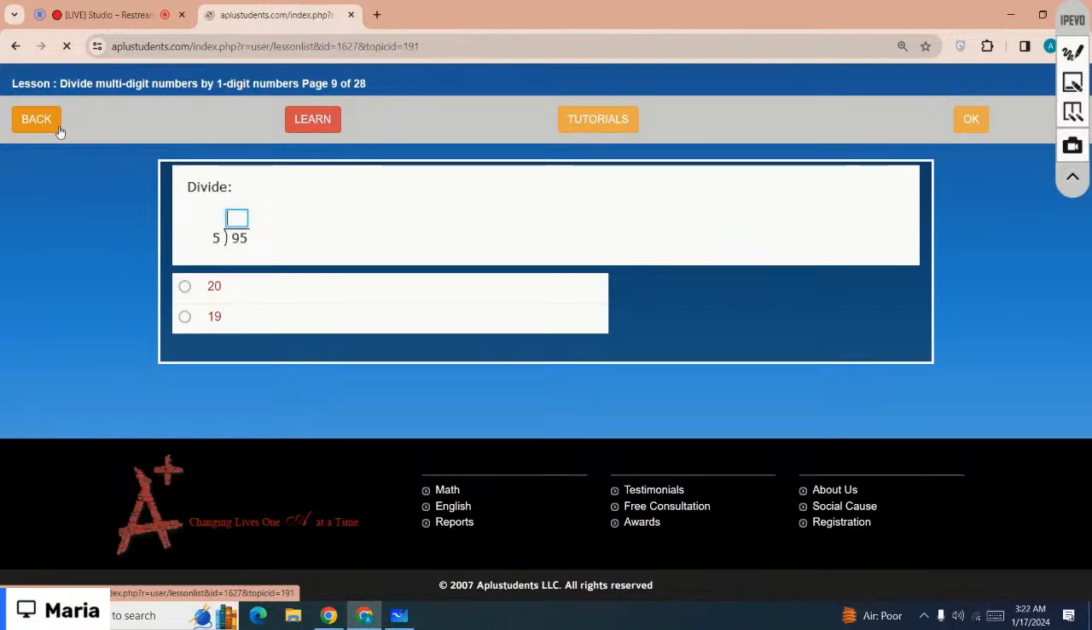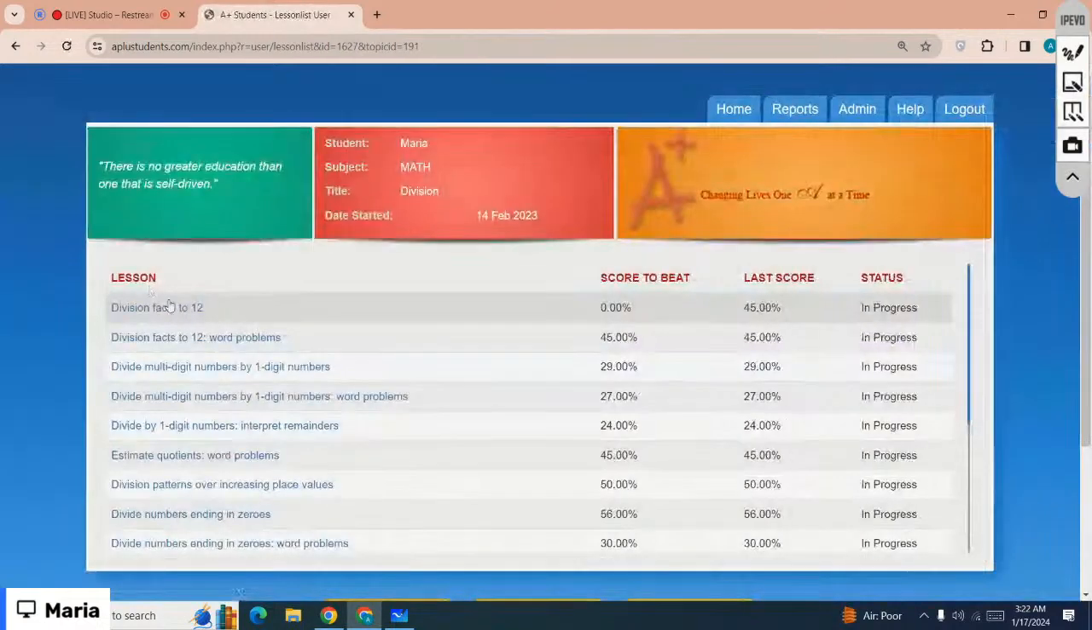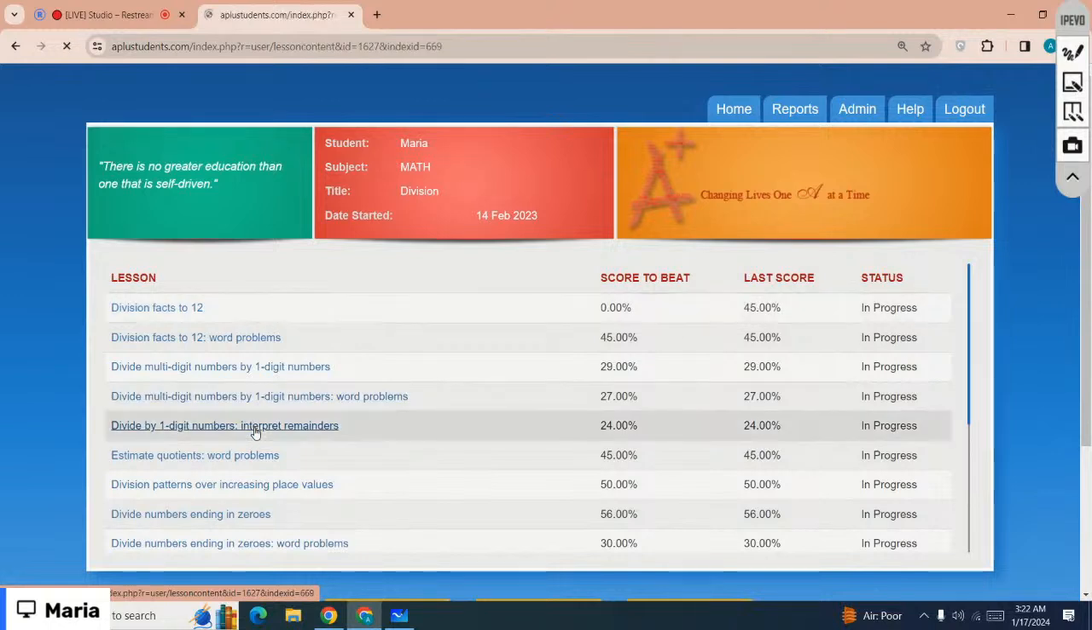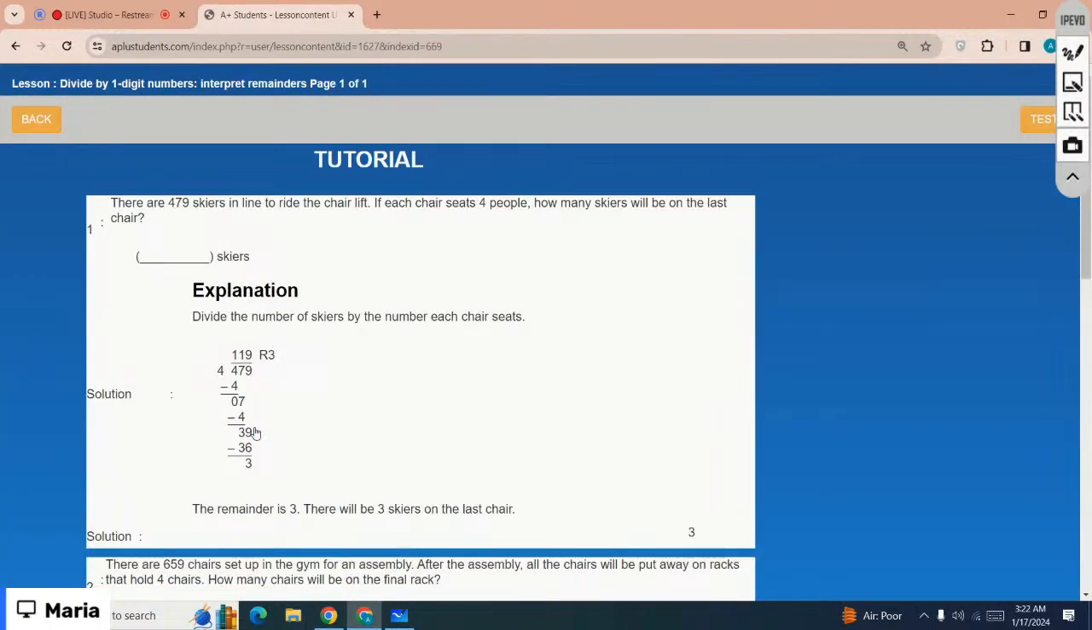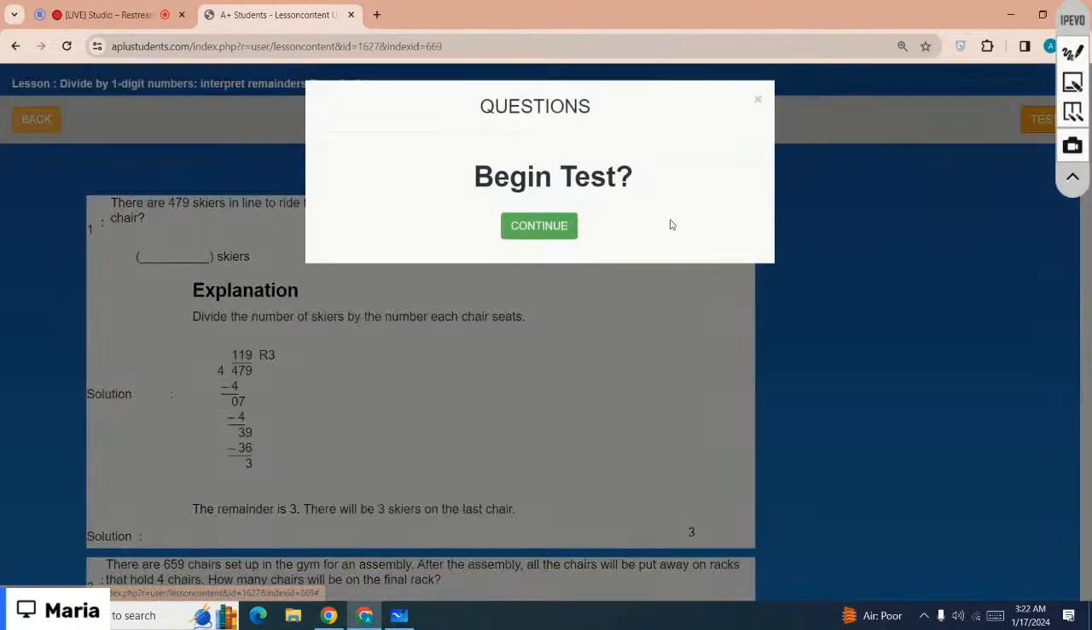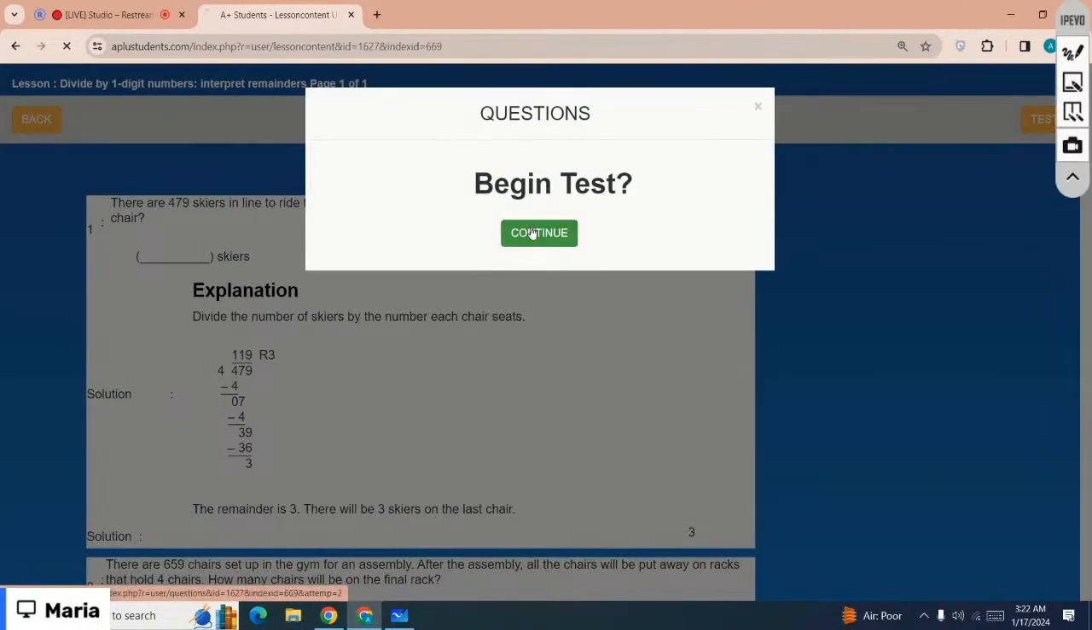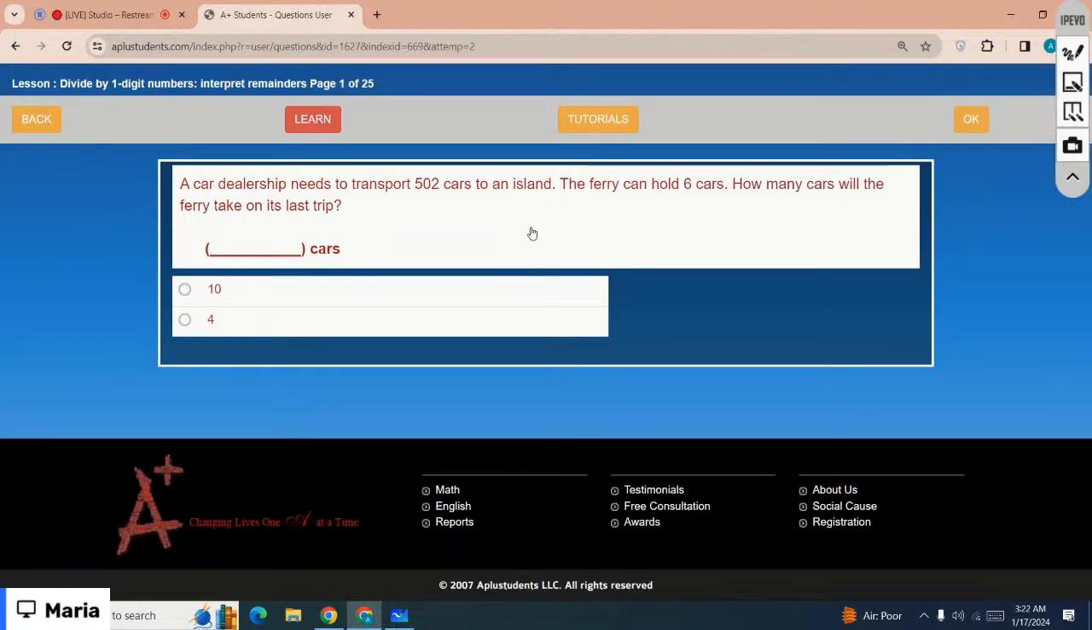The next lesson is divide multi-digit number by one-digit number. Word problem, you have to do word problem on your own, right? Divide one-digit number and interpret remainders. Let's just start with the next lesson, right? Okay, let's just start with the test questions. Basically, we have to see now the remainders also, right?